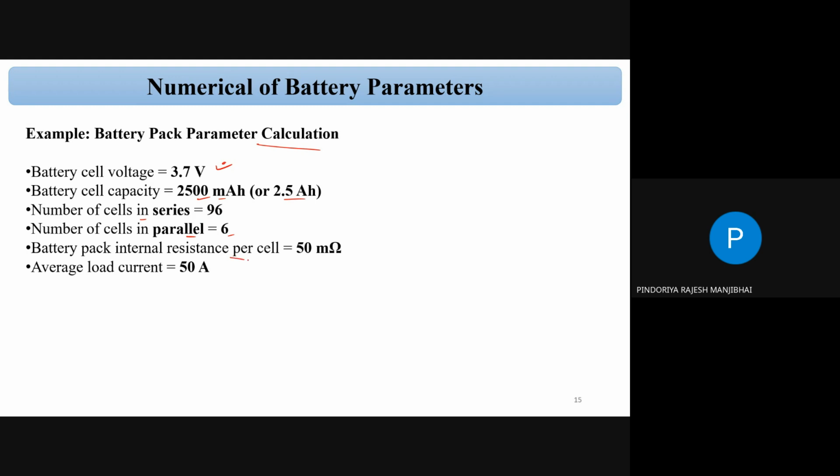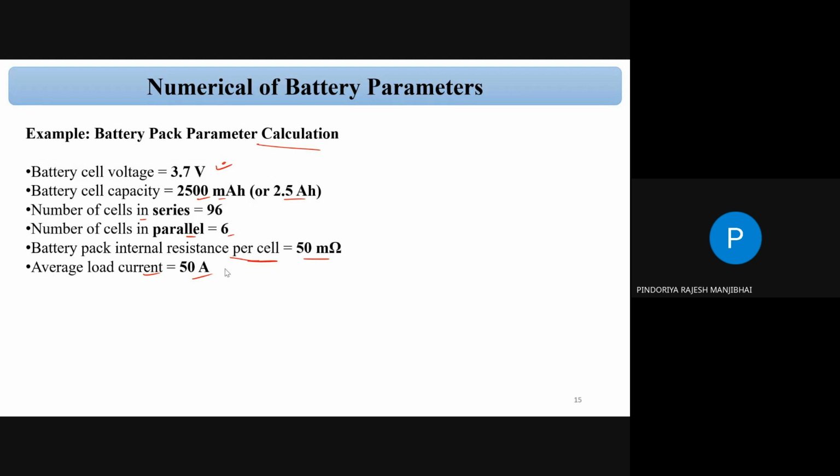Battery pack internal resistor per cell is 50 milliohm. You can see this is a per cell resistor. It is not the overall battery pack resistor, it is the battery per cell resistor, 50 milliohm. Average load current is 50 ampere, and battery capacity is 2.5 ampere hours. So we have to calculate the parameters.